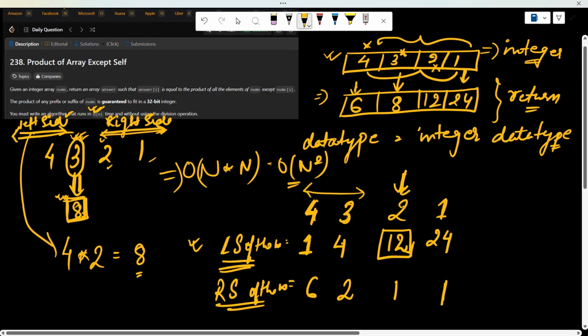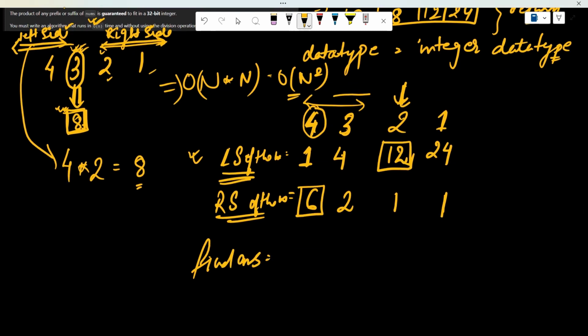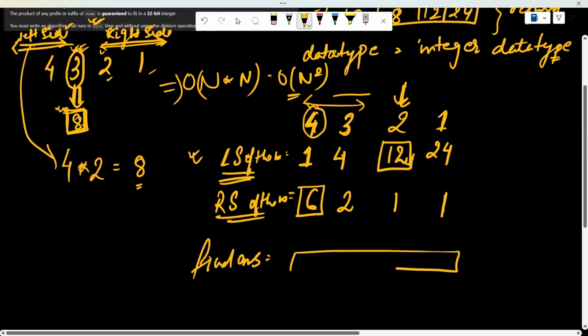Now, we can easily say, suppose for this number, what is the product of the numbers in the right hand side? We can easily go to this index and say it is 6. Now, if we want to get the final answer, what can we do? We can iterate the numbers from 0 to n minus 1, and we can simply multiply for each index the left hand side and the right hand side values.